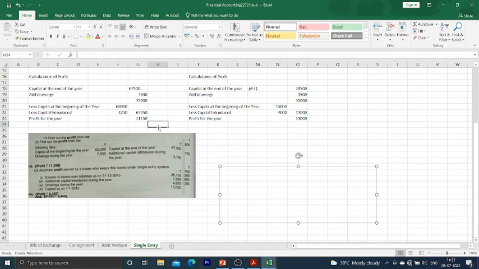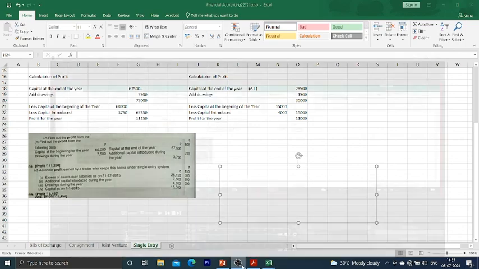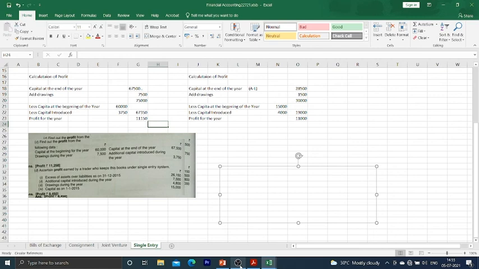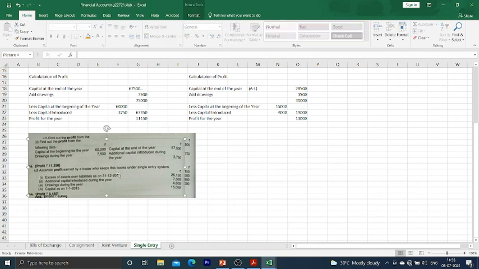Okay, students. The next problem is also the same. Ascertain the profit for the year ended, for a person who keeps books under the single entry. Same procedure. Everything was given, you try this one. Okay, students, bye.